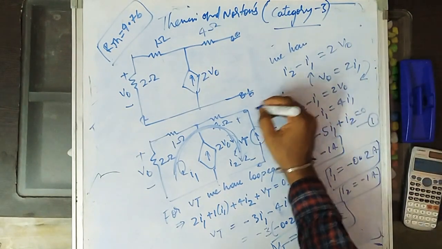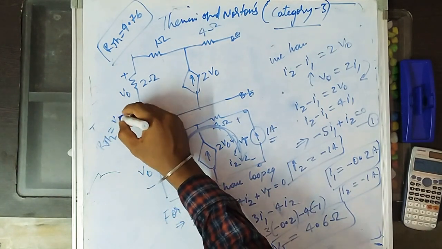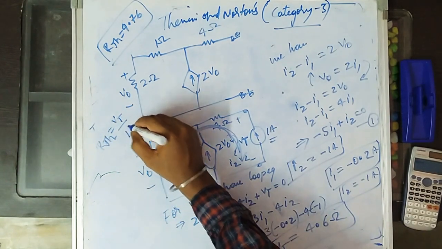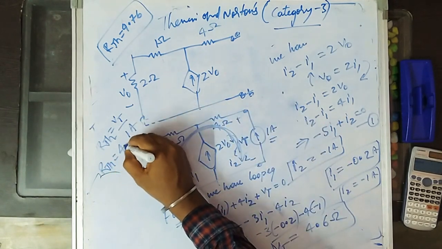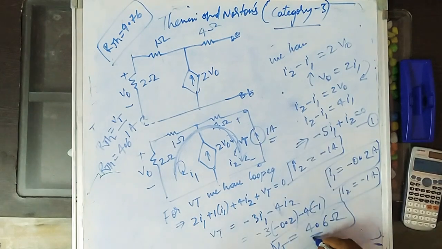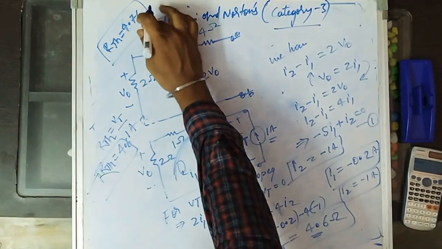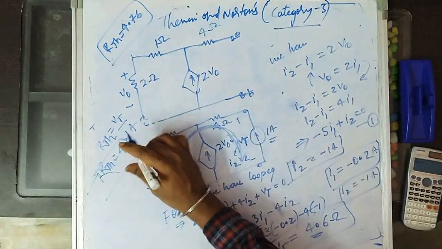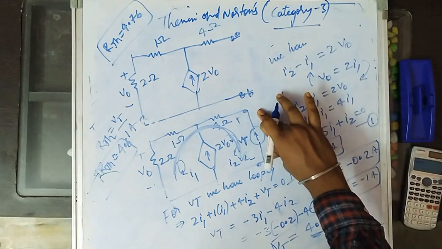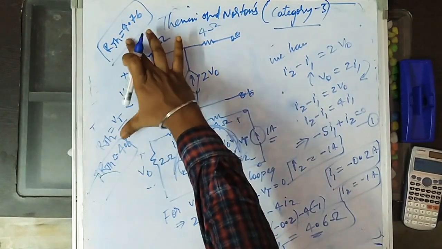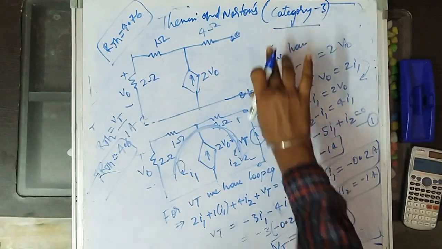To get RTh, what do we have? VT divided by the 1 amp current source. So RTh equals what? 4.6. So by either method, you are getting almost equal values: 4.76 here, and 4.6 here. So either by using 1 volt or 1 amp, you are getting almost the same value, so you can use any method.